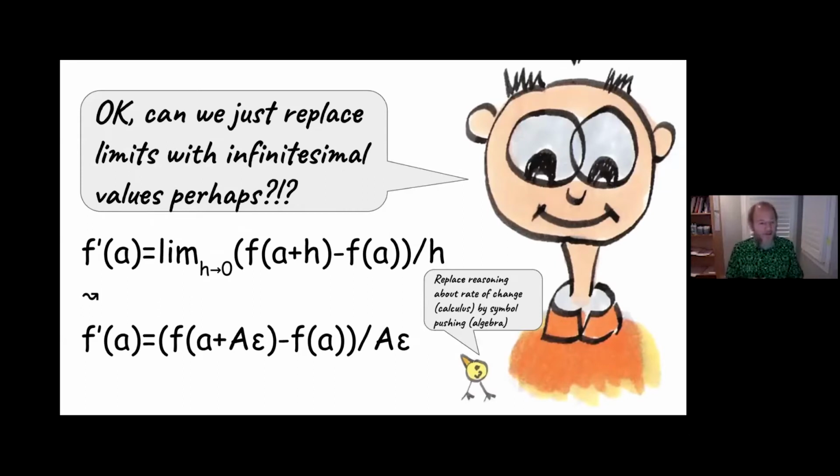Maybe what we can do is, since these infinitesimals are kind of like really tiny values, maybe we can just take that definition of derivatives that uses limits and replace the limits by infinitesimals, because they are like super tiny values, just like h here when it goes down to 0.